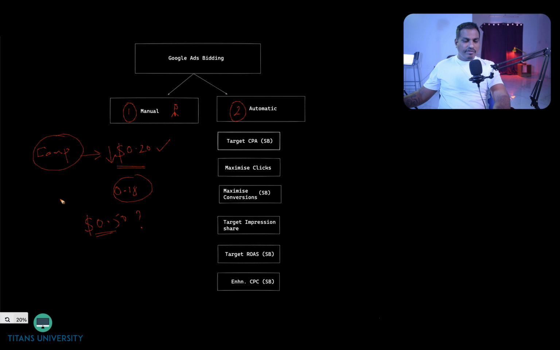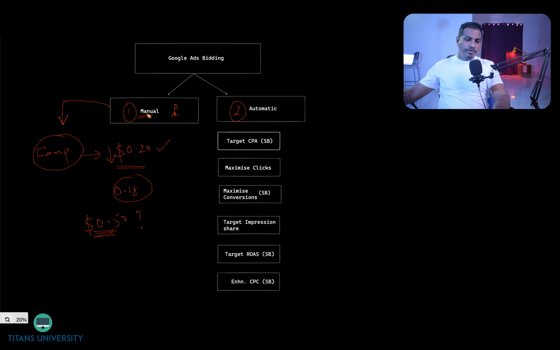Now, this is something where you will have to manually keep monitoring your ads frequently, every day if possible, and then start making these changes depending upon what the traffic is, where your ads are showing, how many clicks you're getting. Looking at these stats every day, you will have to manually make these changes, and hence the name manual bidding.